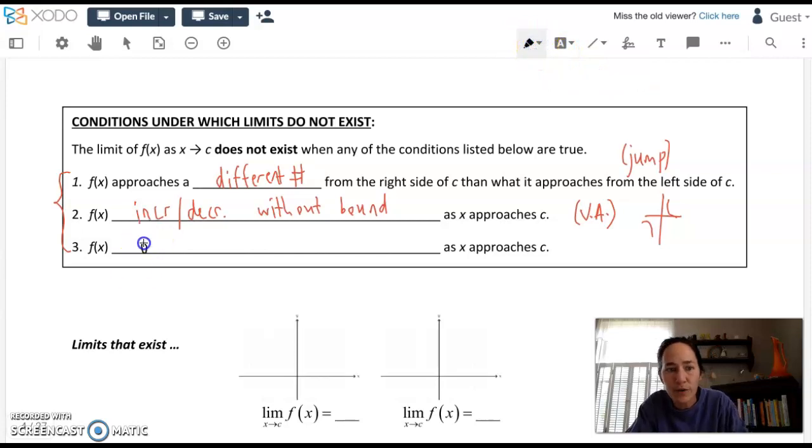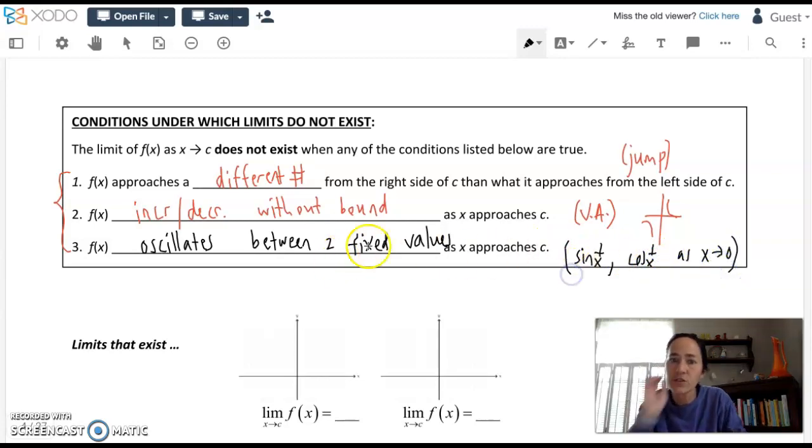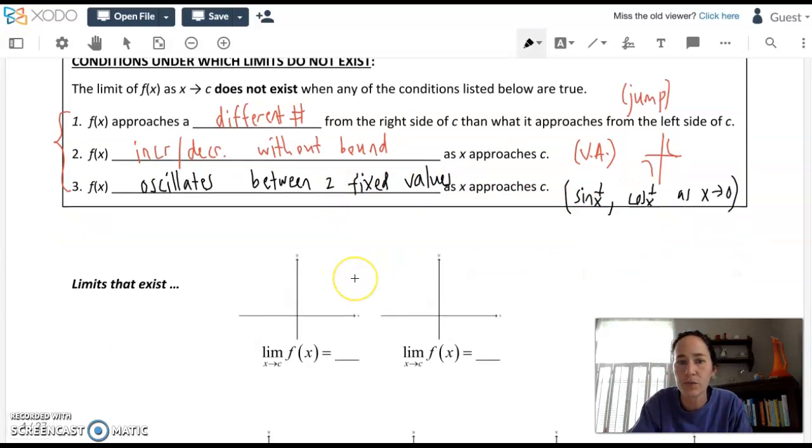How about number 3? This is what we just found. If f of x, we're going to say, oscillates between 2 fixed values, as x gets closer and closer to c, like we saw in sine of 1 over x, you'd actually see the same thing in cosine of 1 over x. As x approaches 0, in those type of transcendental functions, it's an infinite oscillation. There will be no limit.